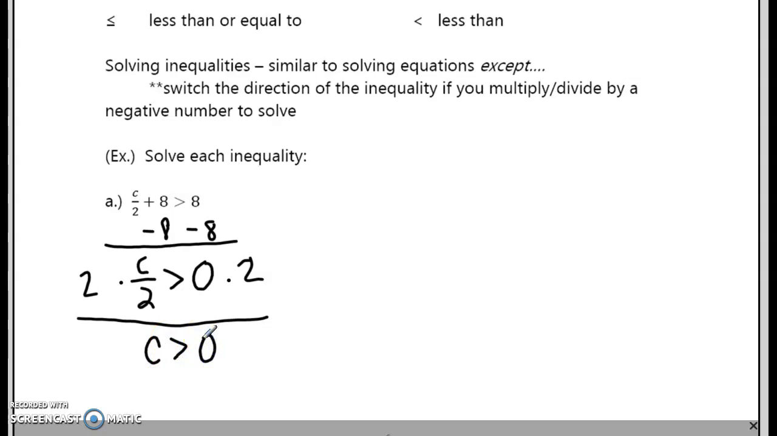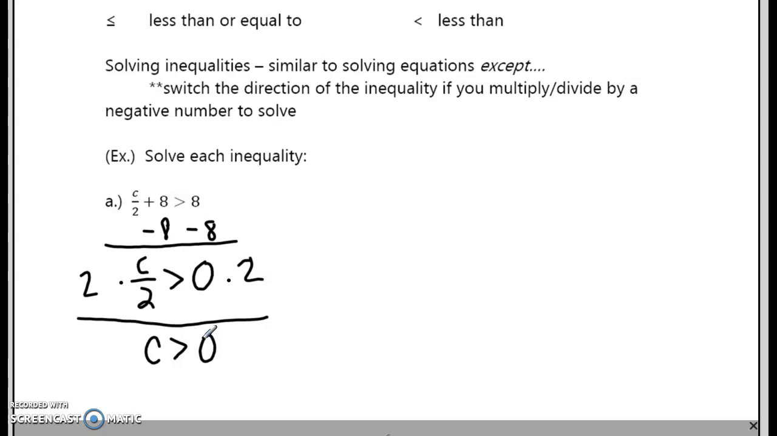Now, I multiplied in order to isolate c, but I did not multiply by a negative, so I don't change the direction of my inequality. And there's my answer. So this means the values that work for c are all numbers greater than 0.